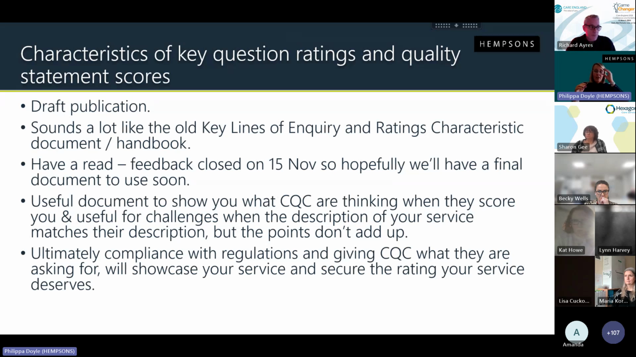And I've worked with a provider only about 6 weeks ago that absolutely felt that they were outstanding and their draft report came out as good. And they've put a factual accuracy challenge in and said, we're better than this. Look at this piece of evidence, look at this point, look at this point. And I'm absolutely delighted that it worked and they have come out as outstanding. So, it is worth doing. You can get things changed. You've just got to know which buttons to press and how to present the argument to get that positive result.